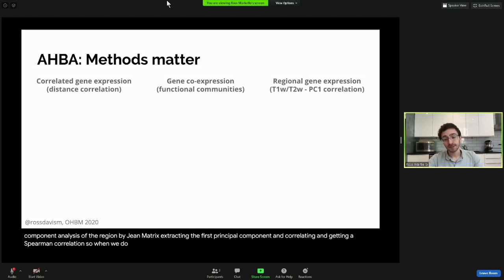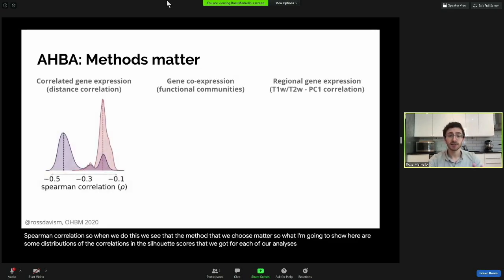So when we do this, we see that the methods that we choose matter. So what I'm going to show here are some distributions of the correlations and the silhouette scores that we got for each of our analyses. And so for the first one, for this distance correlation, we see that we get Spearman correlations ranging from below -0.5 all the way up to almost 0, which is a really large range.